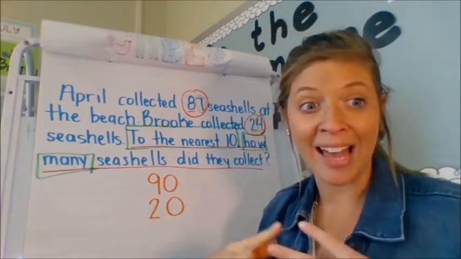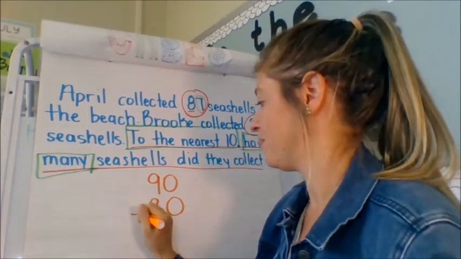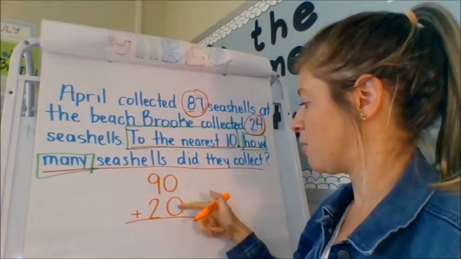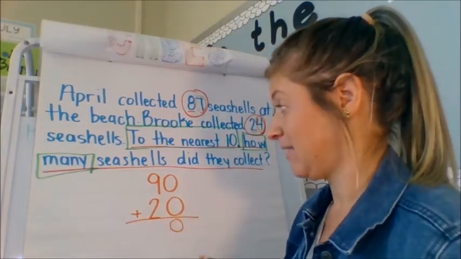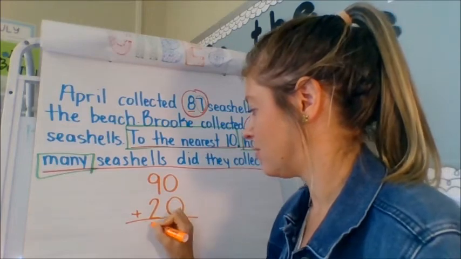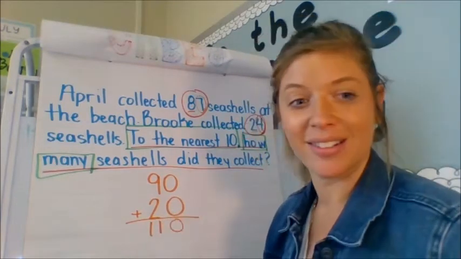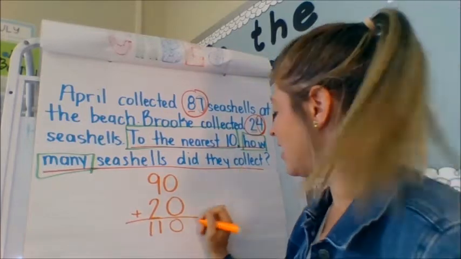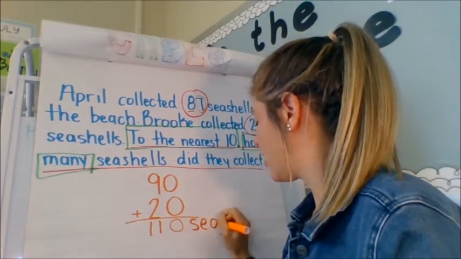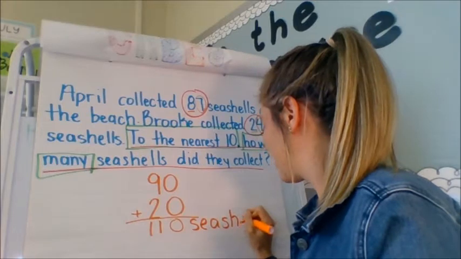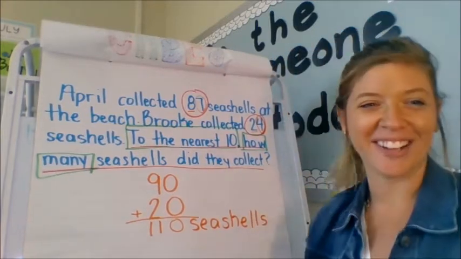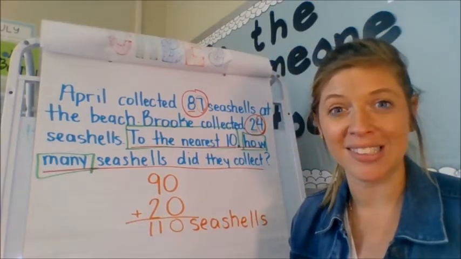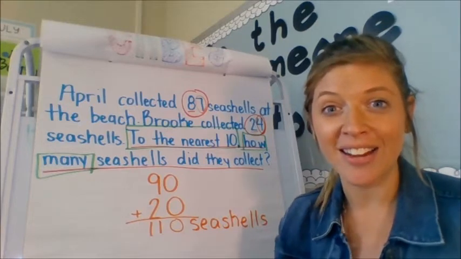And we're going to add those together. 0 plus 0. And 9 plus 2 is 11. So how many seashells did they collect? They collected 110 seashells. Great job, friends. Let's try another one.